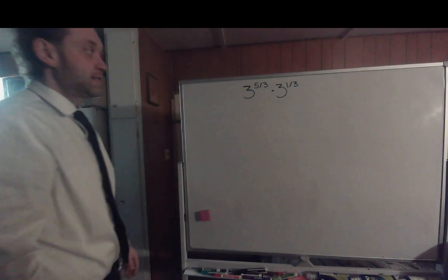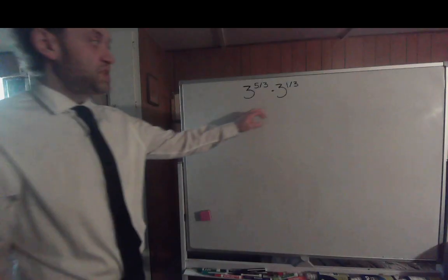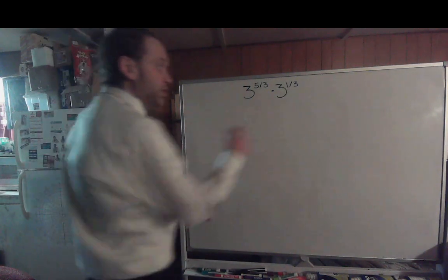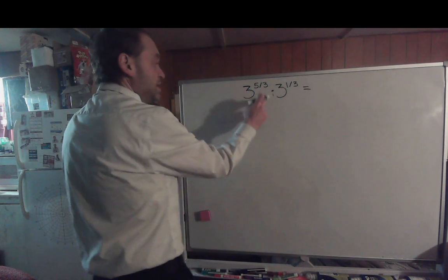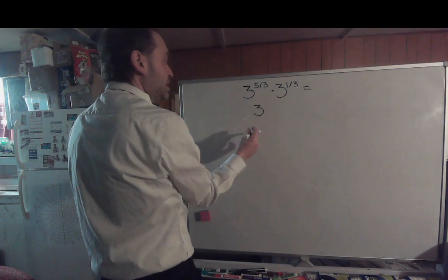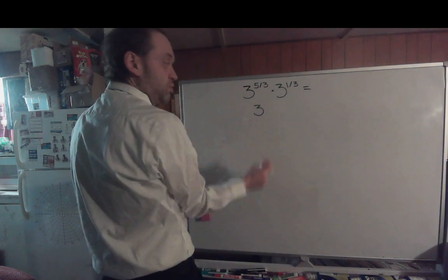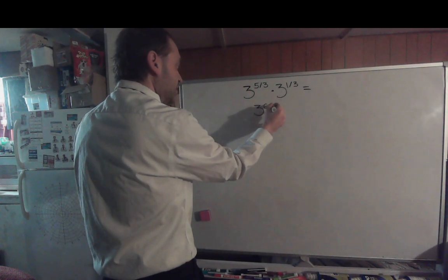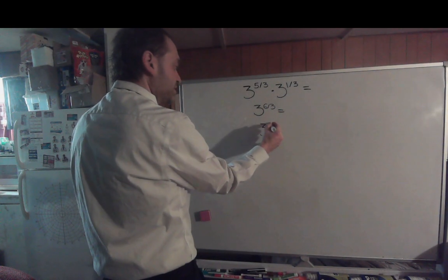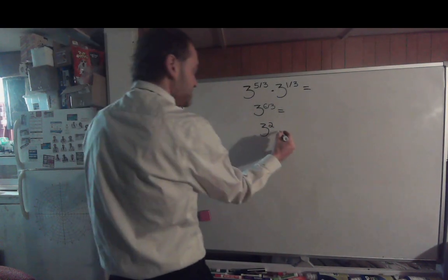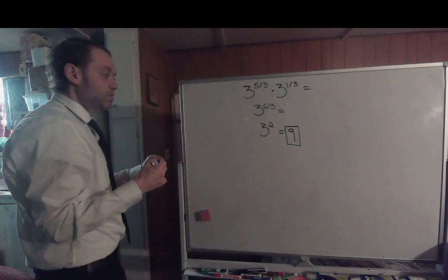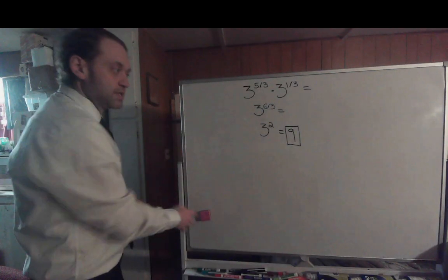Well, what's that? You have two of the same base being multiplied together. So remember, when you have that, all you have to do is raise it to the power of the two exponents added together. So 5/3 plus 1/3, well, that's 6/3, right? Well, what's 3 to the 6/3? That's going to simplify into 3 to the second. Well, 3 to the second is 9. You would end up getting 9 as your answer once you add your exponents. Simple enough.